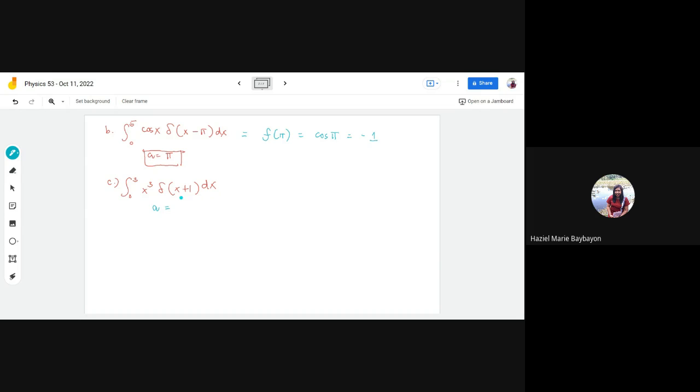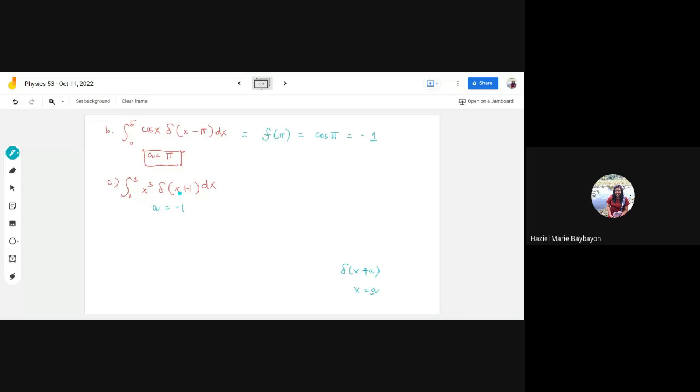So, naay x equals -1. Nganong -1? Kay ang atong Dirac delta function kay x minus a man siya. So, ang value kay at x equals a. So, if you have x plus a ang nakabutang diri, then that means ang imong x is equal to -a. Okay? So, this one, is it in the limit?